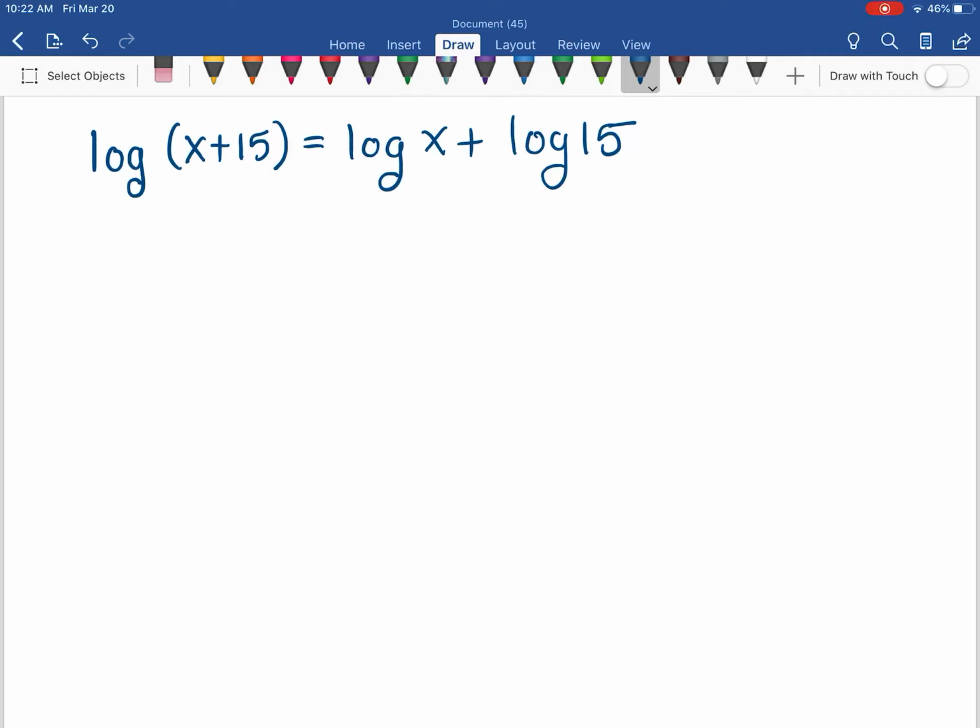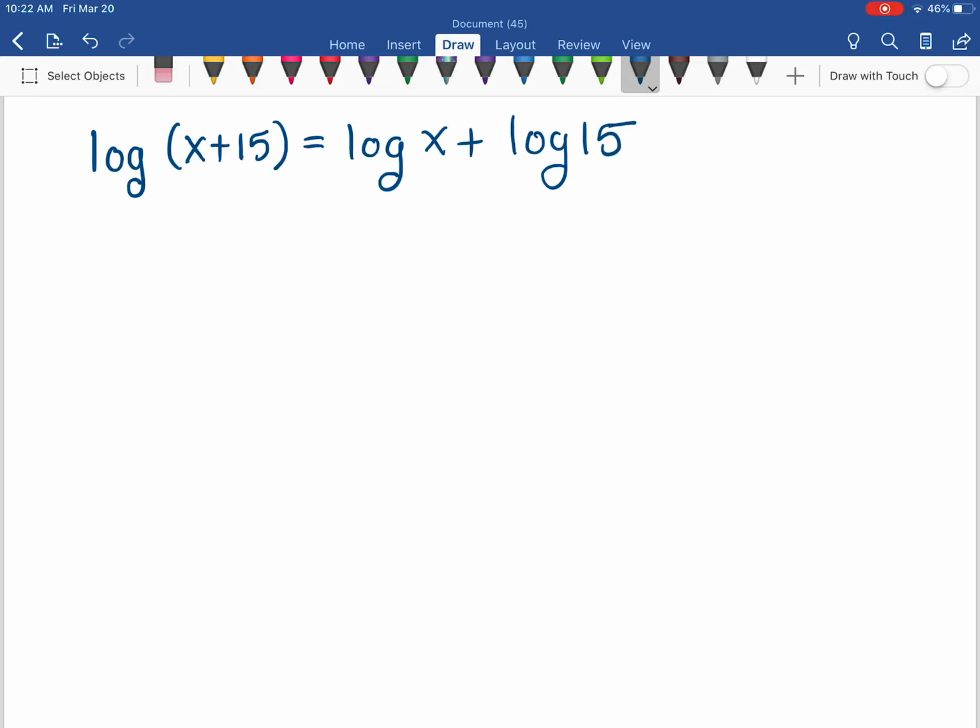So in this video, I'm going to show you how to solve an equation that has logs on both sides. Now, in the examples that I've showed you previously, we've only had logs on one side and a number on the other side, and we've condensed all the logs together into one expression, and then we change it to exponential form.